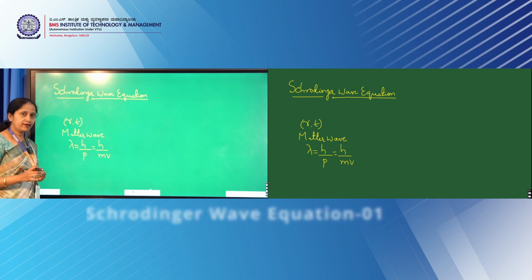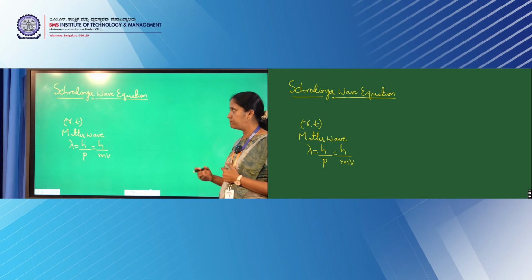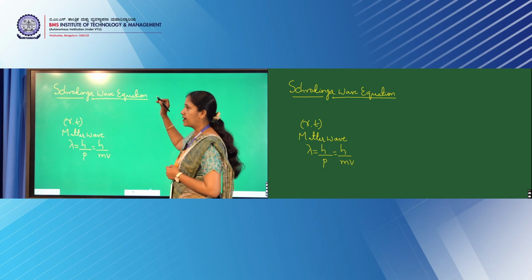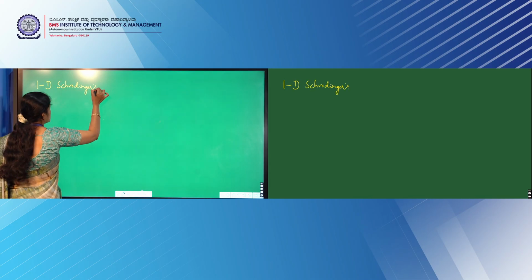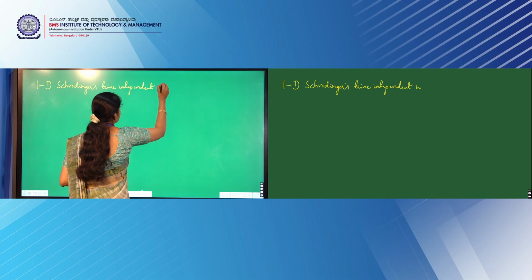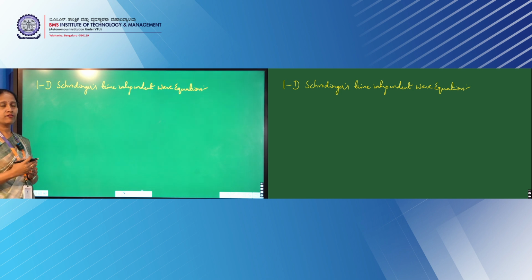Now let us understand one of the differential wave equations from Schrödinger's idea, that is Schrödinger's one-dimensional time-independent wave equation. If the wave equation takes care of only the space variable of the wave function, then it is called Schrödinger's time-independent wave equation. So in this context, we will understand how to derive a differential wave equation for the time-independent case.